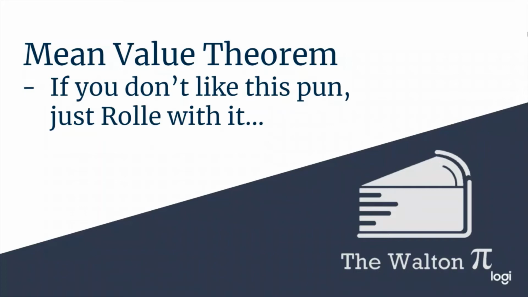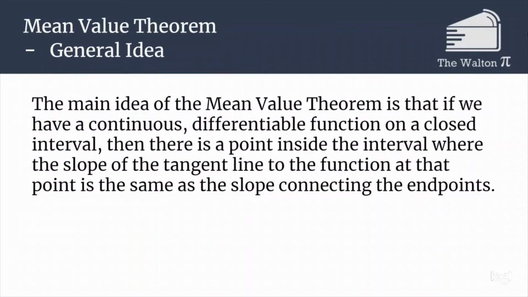Today we're going to be talking about the mean value theorem. So the main idea of the mean value theorem is that if we have a continuous and differentiable function on some closed interval, then there's going to be a point inside the interval where the slope of the tangent line to the function at that point that we're looking at is the same as the slope connecting the endpoints.